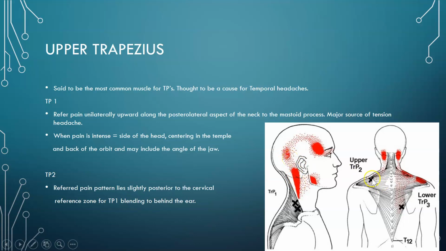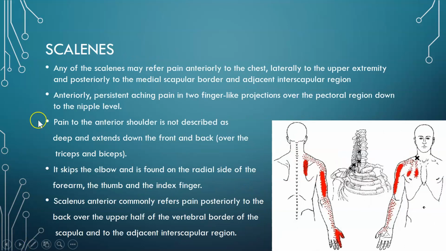Trigger point 2 that we see here more posteriorly is referred pain pattern lies slightly posterior to the cervical reference zone for trigger point 1, blending to behind the ear. Scalenes, again, don't differentiate their pattern, so either anterior, medial, or posterior will represent the same pattern generally. Any of the scalenes may refer pain anteriorly to the chest, laterally to the upper extremity, and posteriorly to the medial scapular border and adjacent interscapular area, which we see here.